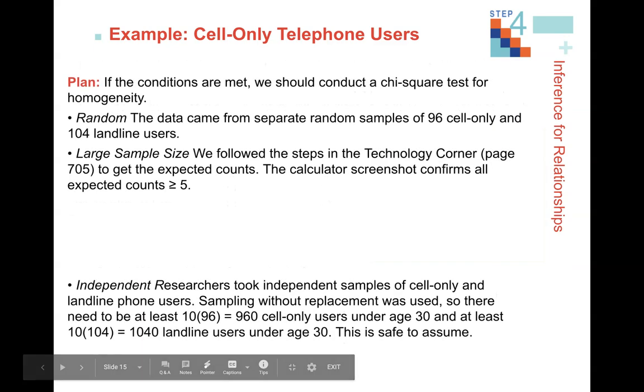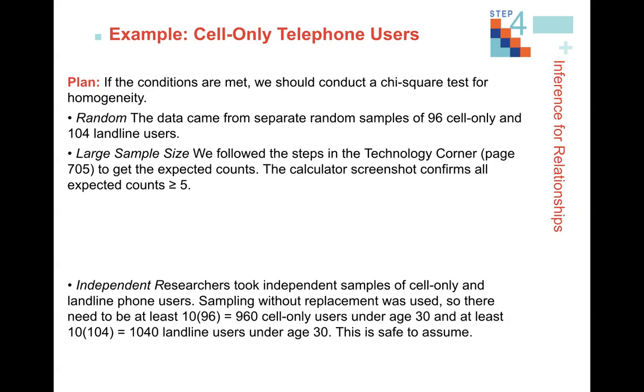So what's the plan? The plan is, if the conditions are met, we should conduct a chi-square test for homogeneity. Now, on the AP exam, you can just call this a chi-square test. You don't necessarily have to state whether it's a goodness of fit, homogeneity, or association. You do have to name the procedure, but technically, you can just call it a chi-square test.